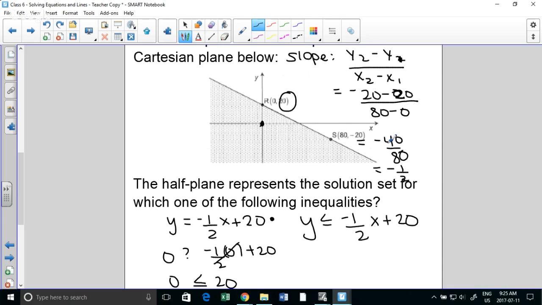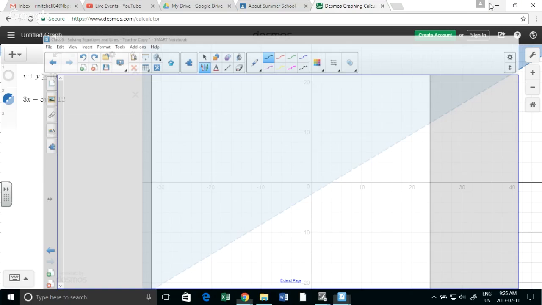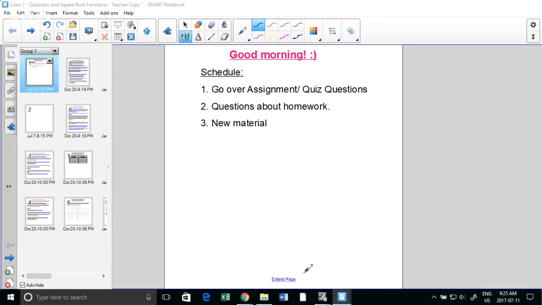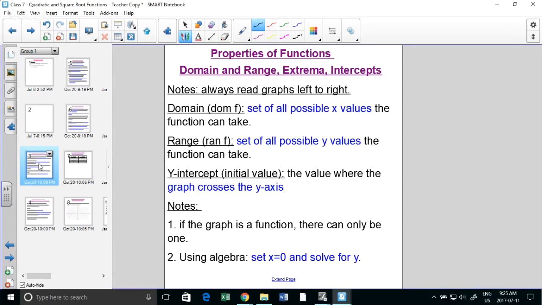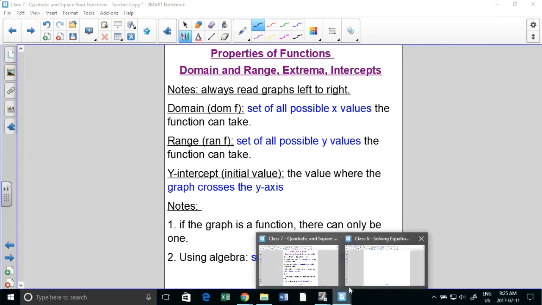How do we feel about this? Okay, cool. All right, so we are ready to move on to today's notes. There are a lot of things that we can do very, very quickly, then we gotta move.